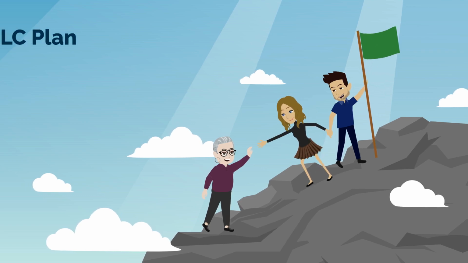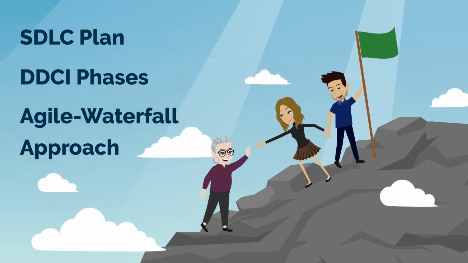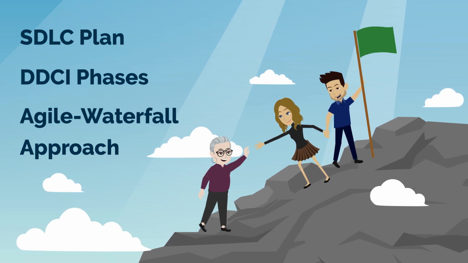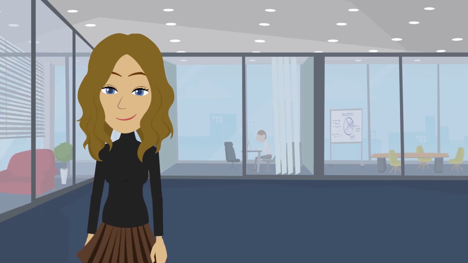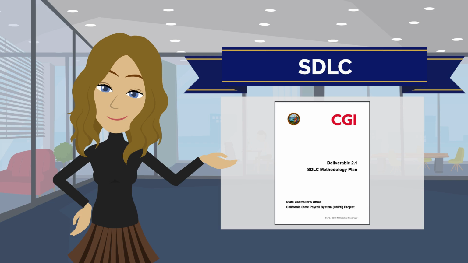Together, the SDLC plan, the DDCI phases, and our blended Agile waterfall approach guide how we are delivering a modern, unified HR and payroll system for California. If you are directly involved in the SDLC activities, it's essential that you achieve a thorough understanding of these concepts. We strongly encourage you to review the latest version of the SDLC plan for more information.